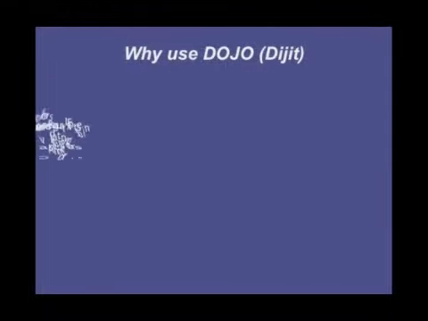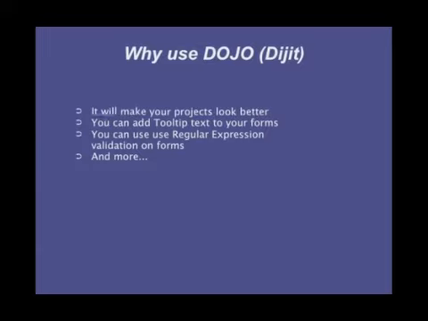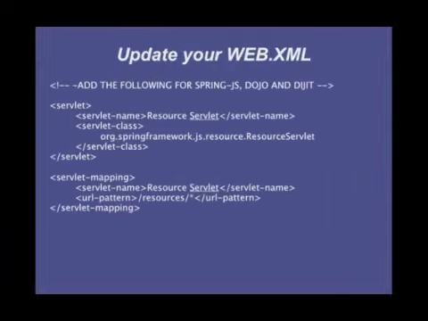Okay, so we already covered the why use, and basically for validation. First thing you've got to do is update your web.xml file. You've got to add the Springs JS resources into your web.xml file. If you look at my code below, it's pretty easy. You just point to the Springs WebFlow JS resource servlet, and then you map /resources/* to it. It's pretty easy to do.